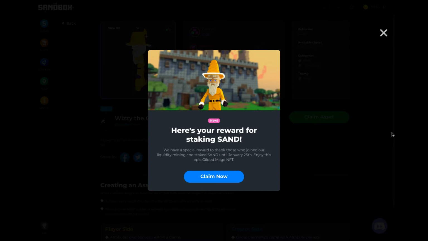So the exciting thing that's happening today is I'm going to get a reward. Everyone, I should say, who has been adding liquidity into the SAND ETH liquidity pool on Uniswap has been given an epic Gilded Mage NFT. Let me unpick a little bit about what liquidity pools mean.